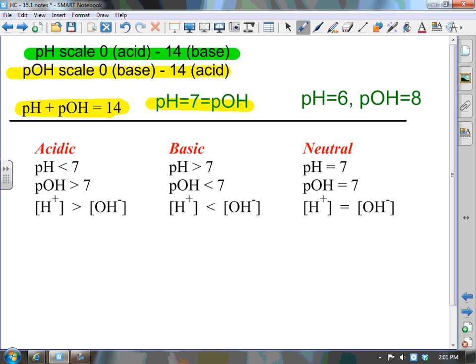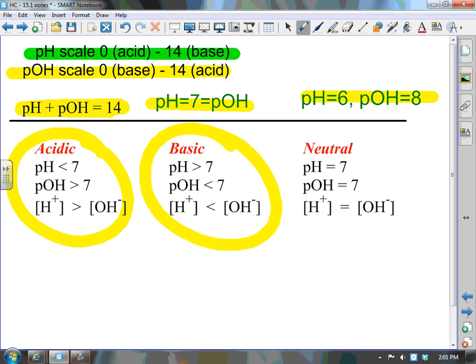So again, we've got a couple other things here as reminders of what that means. If something is acidic, its pH is less than 7, its pOH is greater than 7, and we have more H+ than OH-. If something is basic, the pH is greater than 7, the pOH is less than 7, and the amount of hydroxide is greater than the amount of hydrogen ions because we have more base. And if something's neutral, the pH and pOH are both 7, and the concentration of those two ions is equal.